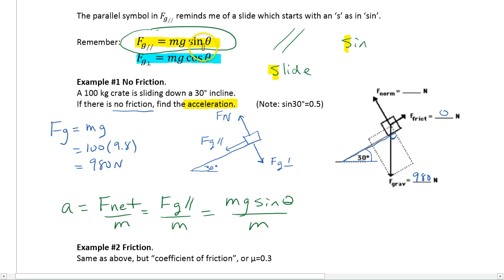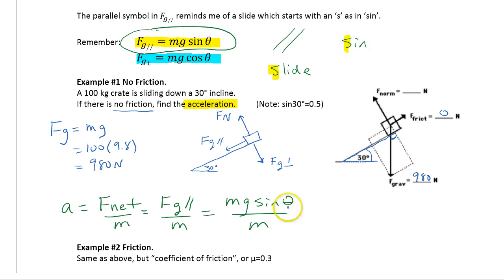You can't say the parallel is kind of like y, because it really depends on the angle. If the angle is really large, it's going to look more like the y. If the angle is quite small, it's going to look more like the x. So you can't really go that way, but think of this as a slide. Slide starts with S, so does sine. Okay, hopefully that'll work for you.